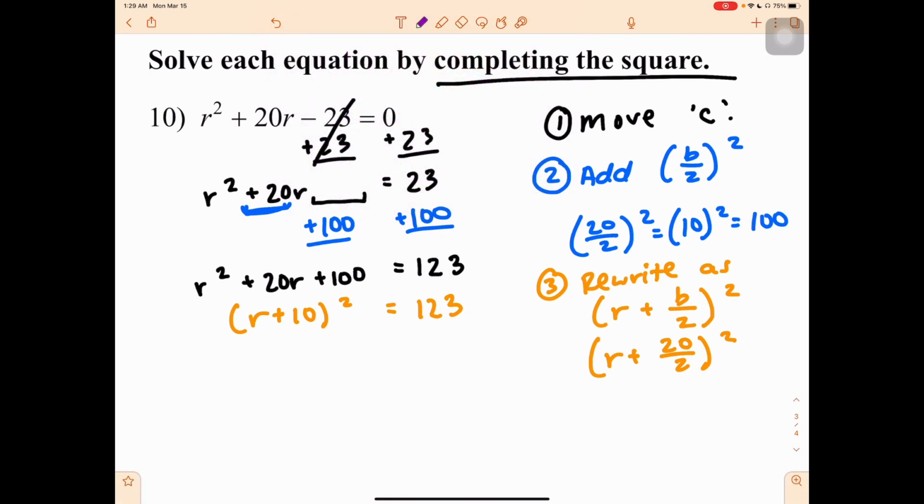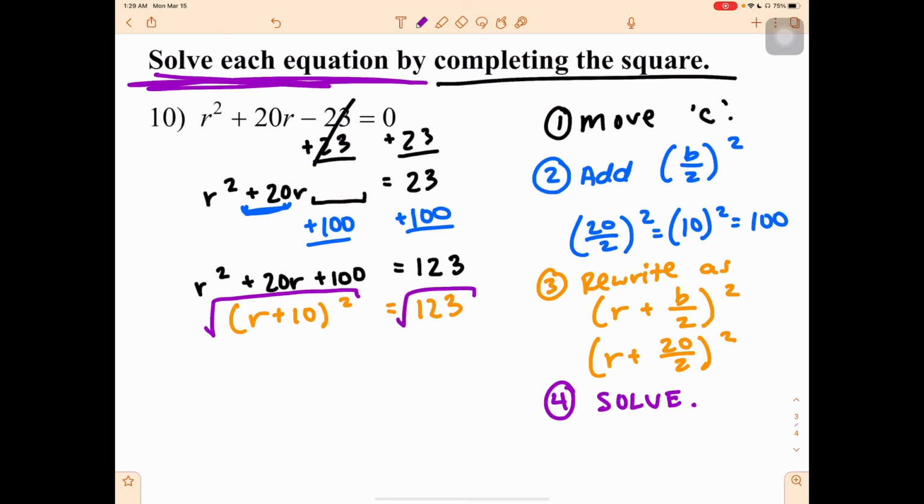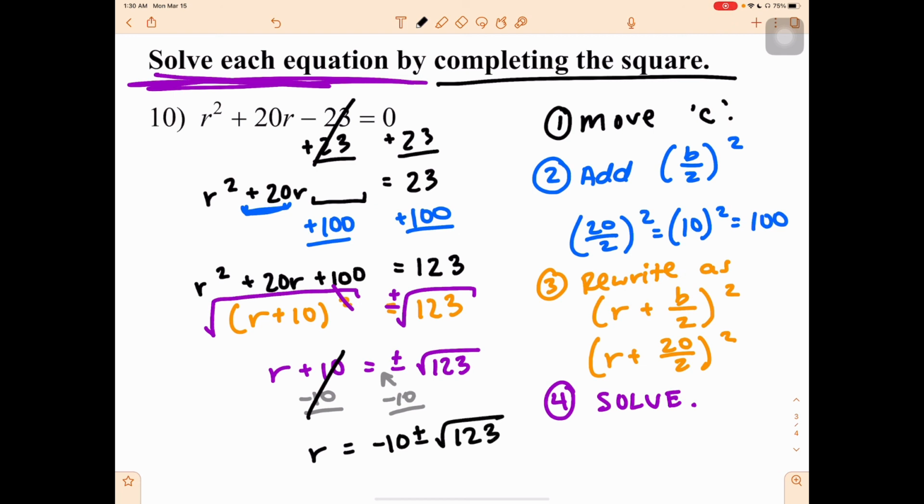Now the very last step is to solve the equation, which means solve for r. So the last step is to solve. So the orange step, step 3, that's completing the square. That's perfect. We're done with completing the square. But now we need to solve it by taking the square root of both sides. So we're going to have r plus 10 equals plus or minus root 123. Now we need to subtract the 10 from both sides, and I always put it in front of the plus or minus. So I'm going to have r equals negative 10 plus or minus root 123.